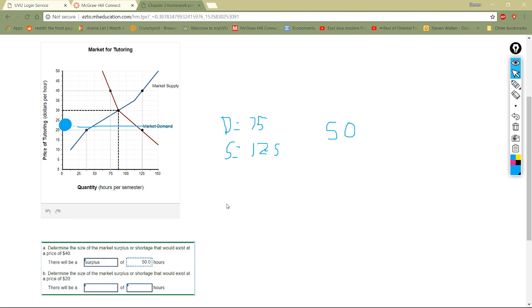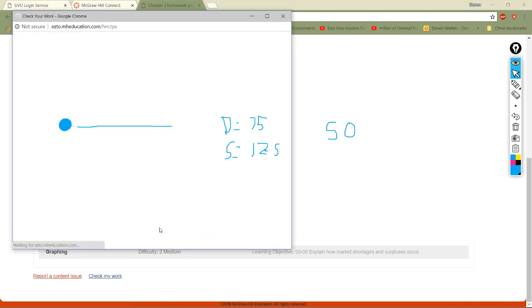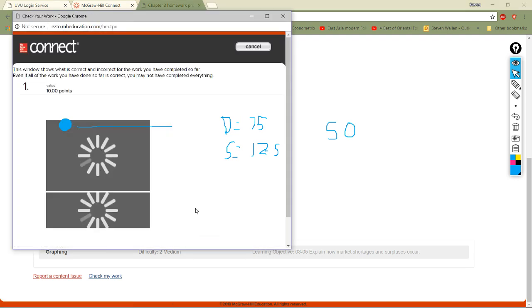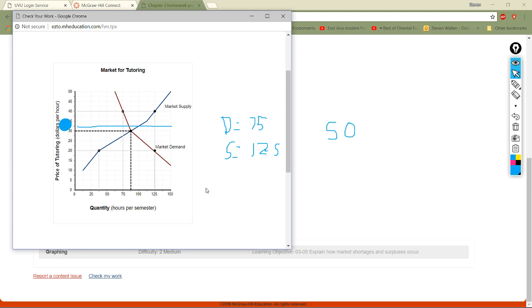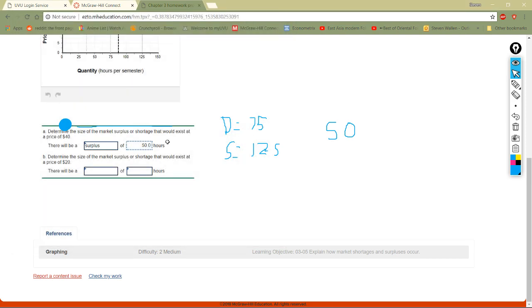And as always, let's put a check in there. Check-a-rooney. Here we go. And the check says we did it correct. Good. Move on to the next.